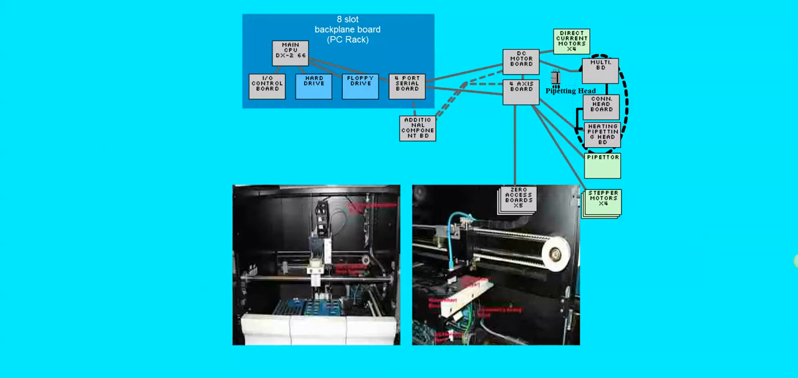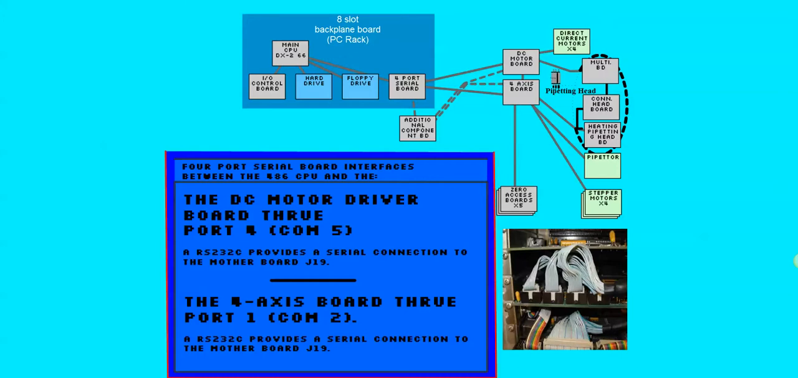As you see from the block diagram here, most of the signals come from the 4-port serial board, which we covered earlier in this training session. The direct signals that come from the 4-port serial board go to the DC motor board and the 4-axis board.